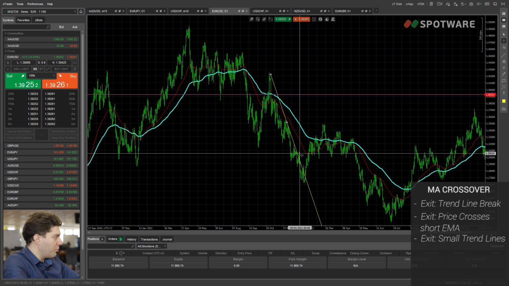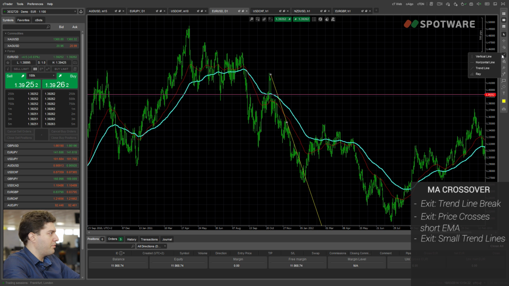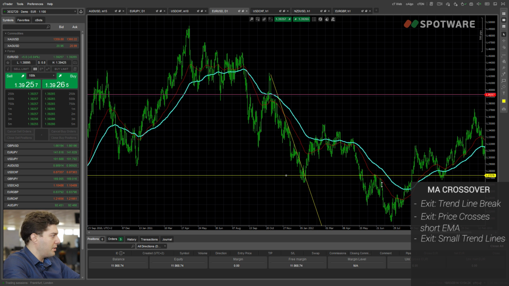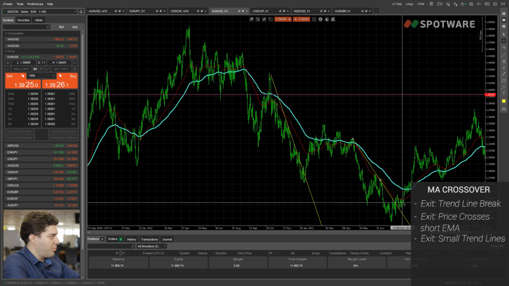So you can exit in this spot, for example, then you can draw another trend line. Also you can enter on the retracement, and draw another trend line here, and you can exit here, which is a far better spot for you.